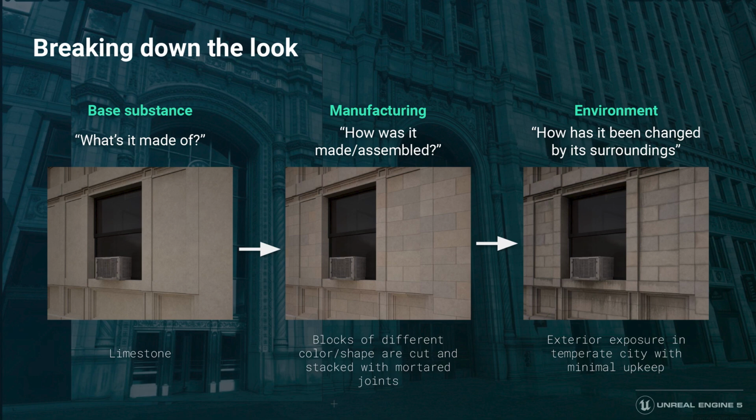When doing look dev on a model, we can break the process down into 3 distinct phases. The first phase is where we address the base substance. What is this model made of? Then we break it down to the manufacturing process. How has the process that this building was made or assembled with affected its look? Finally, how has the environment changed this building since it's been manufactured? So let's start with our base substance.